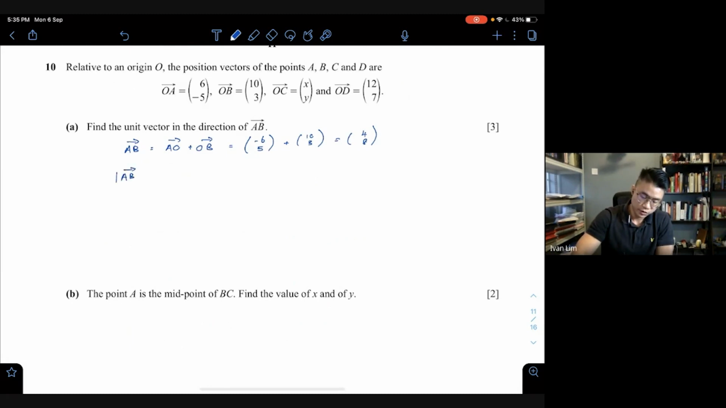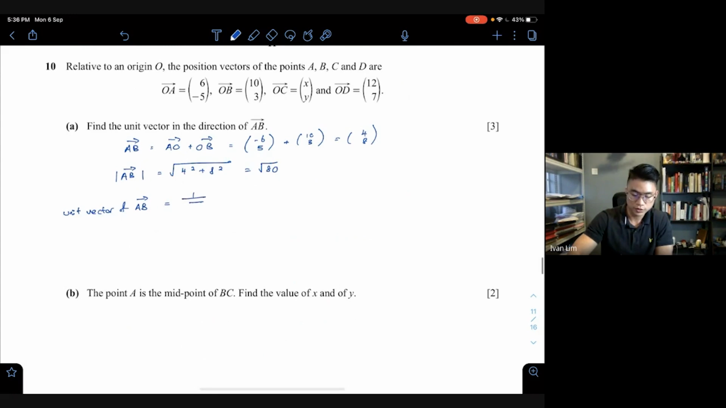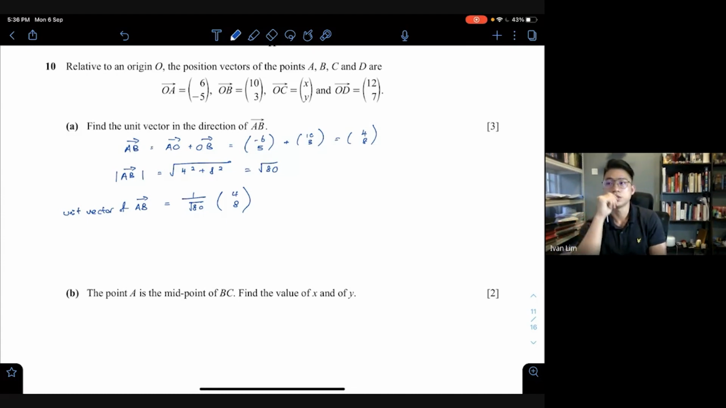Magnitude of AB is square root of x squared plus y squared, which will give me root 80. The last one, I think most of you will write this: unit vector of AB would be 1 over root 80 times (4, 8). Very easy 3 mark question. Okay, so this is what you all need to know to calculate your unit vector.